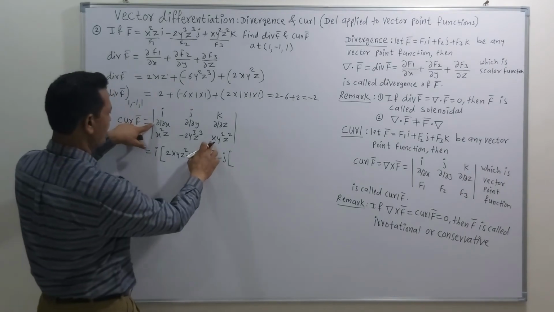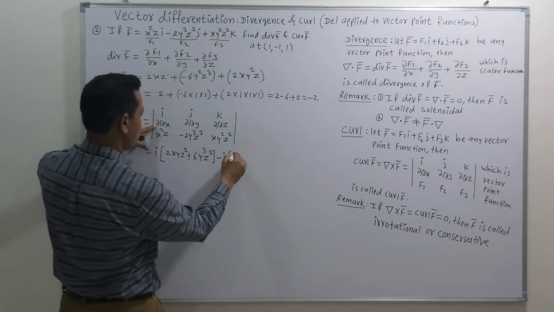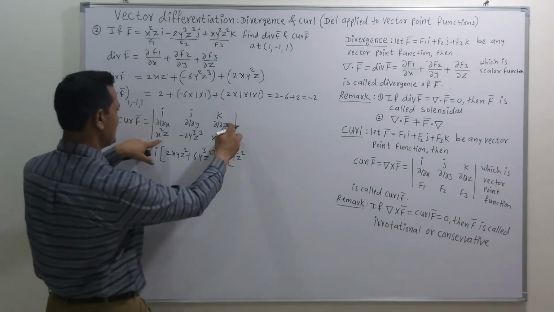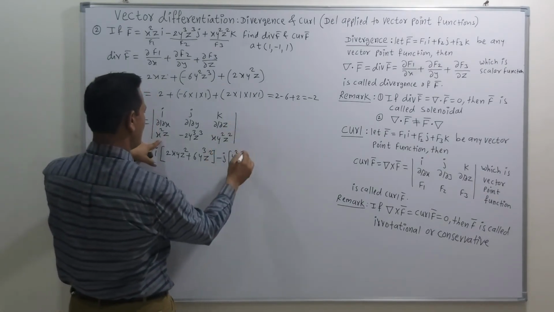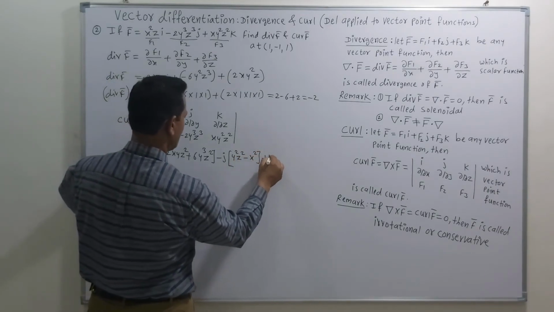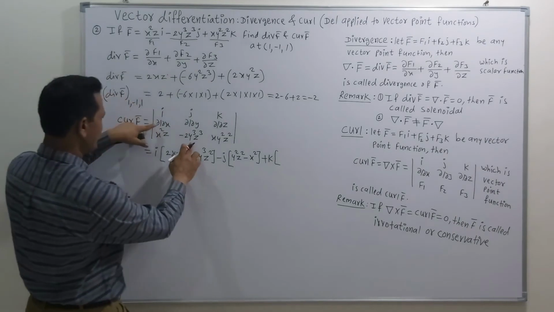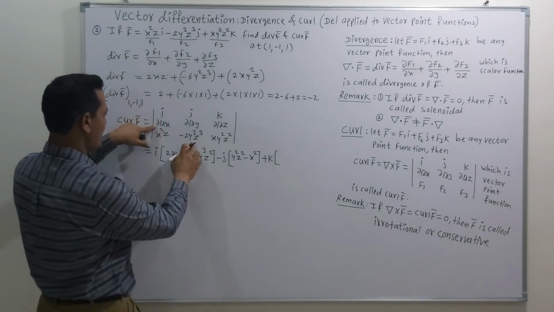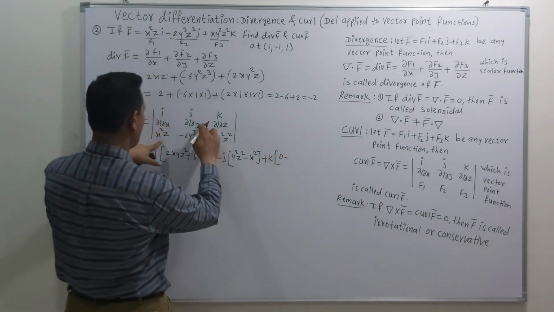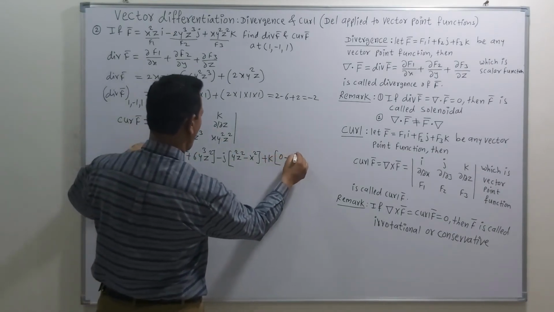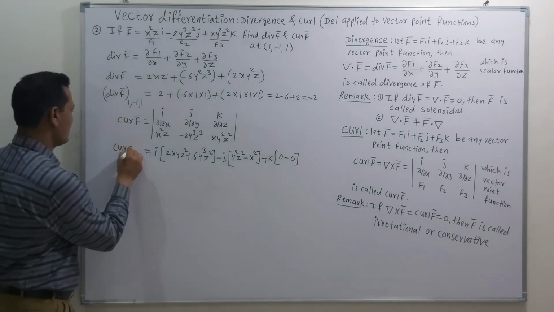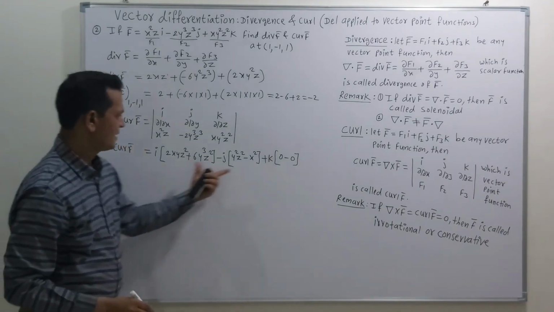Again take the derivative of this term with respect to x, which is y square z square. Then take the derivative of this function with respect to z, which is minus x square, plus k. Then take the derivative of this function with respect to x, which is 0, minus the derivative of this function with respect to y, which is 0. So this is the value of curl of f bar, given here.